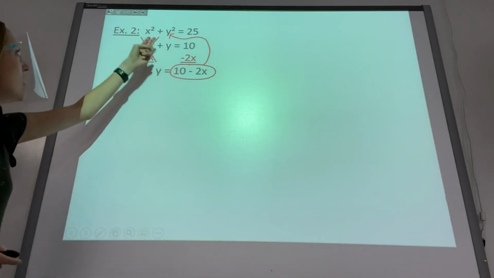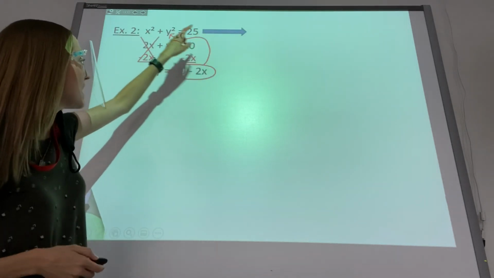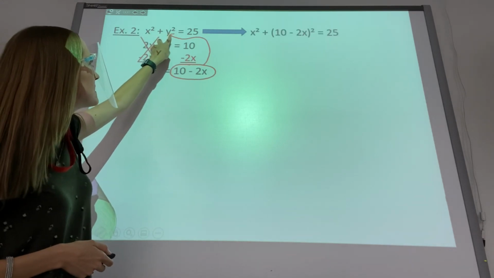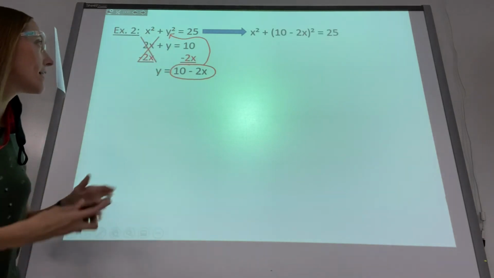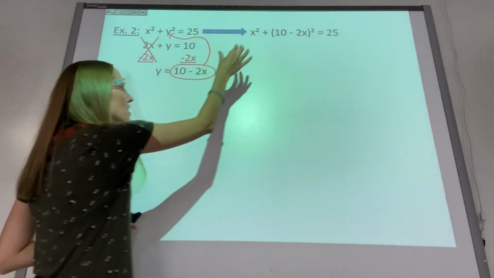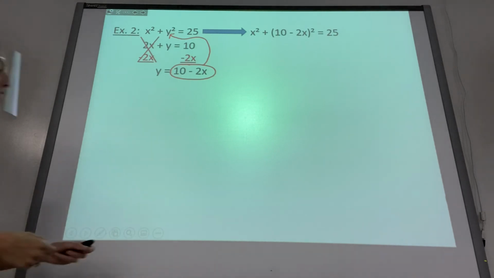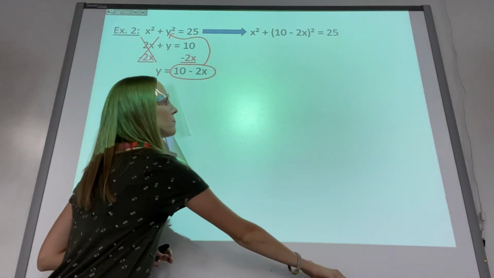Okay, so this is now going to say x squared plus, it's no longer y squared, it's the entire quantity, 10 minus 2x squared, and it still equals 25.